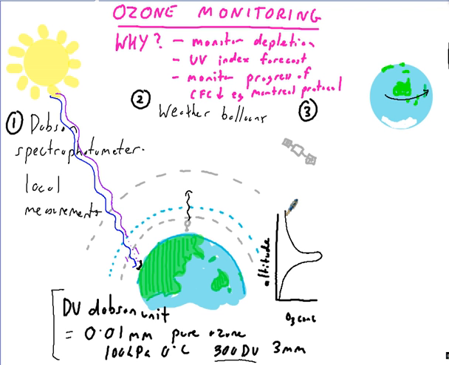The problem with weather balloons, once again, is they're local, and their actual path is weather controlled. Where they actually end up depends on the wind. And so there's two ways of monitoring ozone. The Australian Bureau of Meteorology, BOM, uses both those methods to monitor ozone. The third method is satellite monitoring.